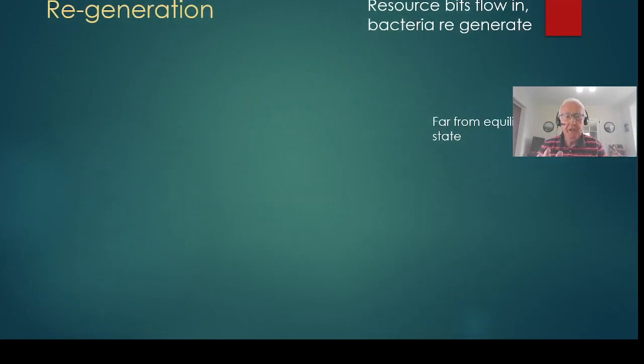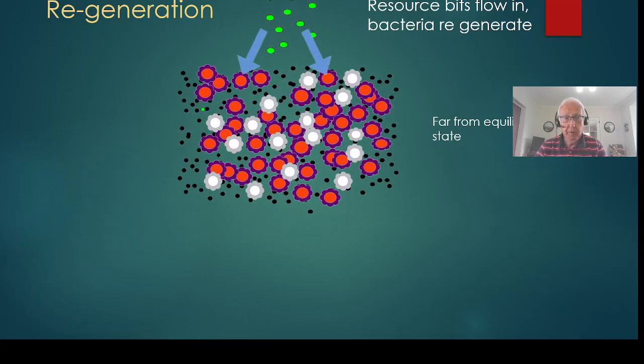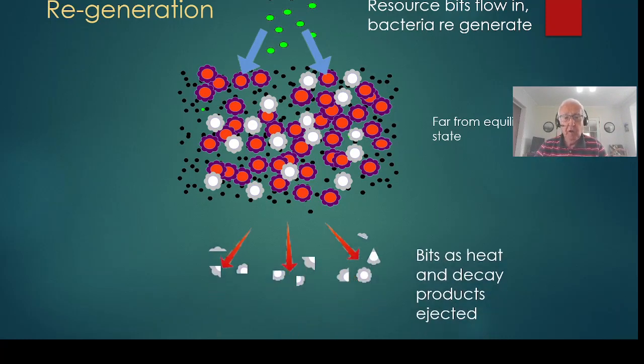And here we see the regeneration process. Resource bits flow in, bacteria regenerate. And here we see the resources coming in, the bacteria regenerating, forming a far from equilibrium state. But an essential part of the process is that bits as heat and decay products need to be ejected. And that's how a system is maintained distant from equilibrium.